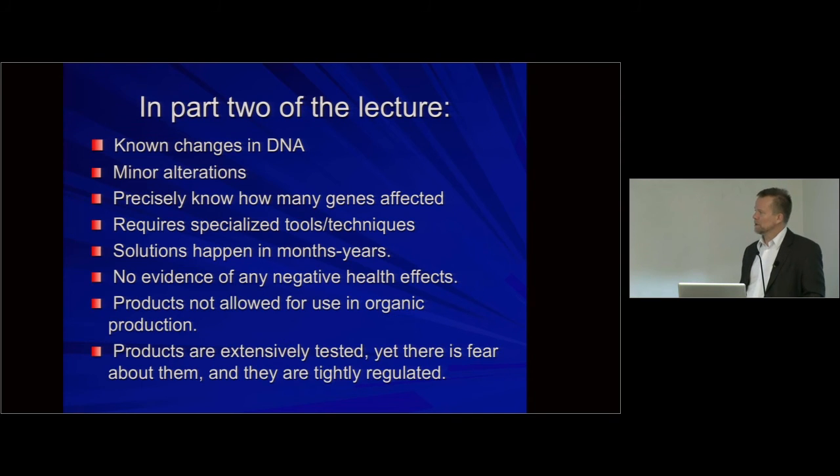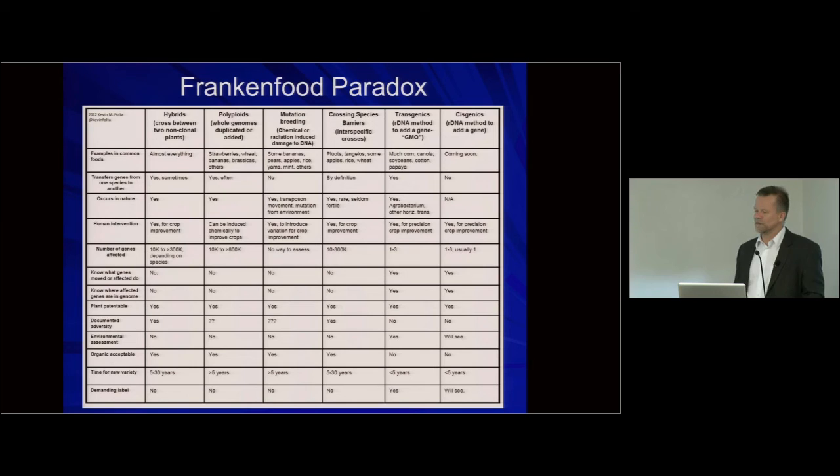At the same time, these products are not allowed in organic production, unfortunately, and the products are extensively tested, yet there's fear about them and they're tightly regulated. The last thing I'll show you today is this table that I made years ago that, if you look on Google under Frankenfood paradox, is a comparison of all these different techniques. And it talks about these traits a little more extensively. What are some examples in the different ways that we genetically improve plants?